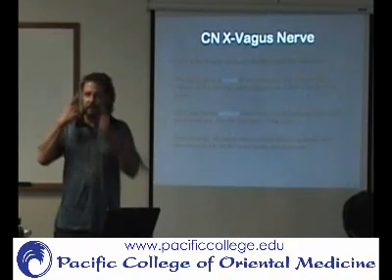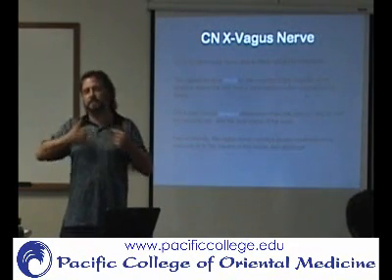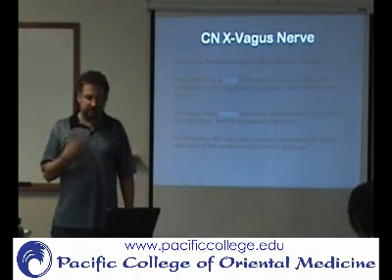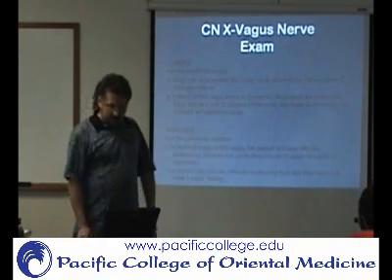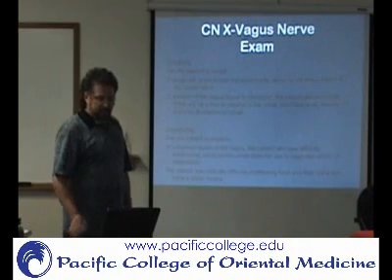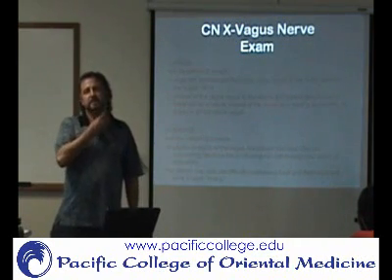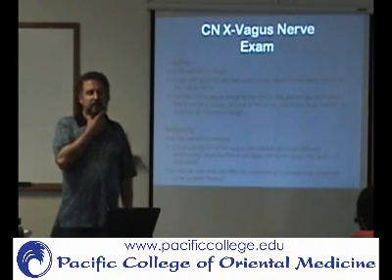If you trace the vagus nerve, I mean, it's coming from up in the cranium, it's going to go all through the internal organs. So to check the vagus nerve, because again, it's going to do muscles of the pharynx and larynx, you ask the patient to cough.